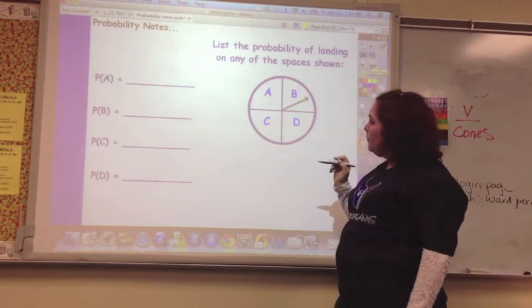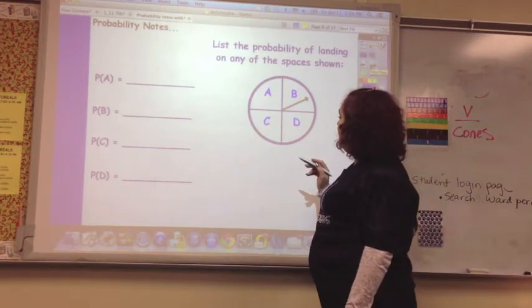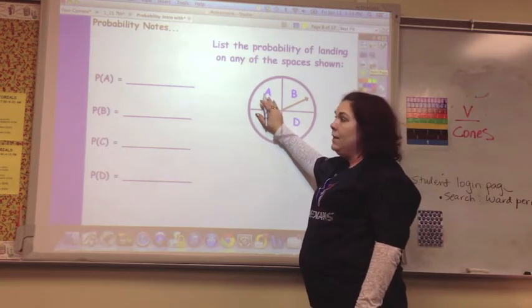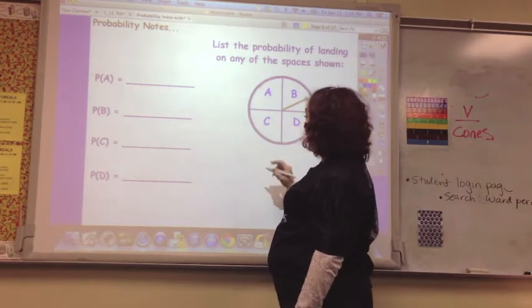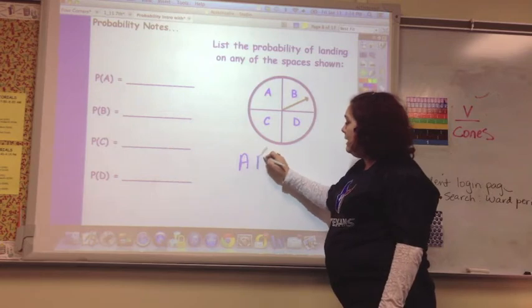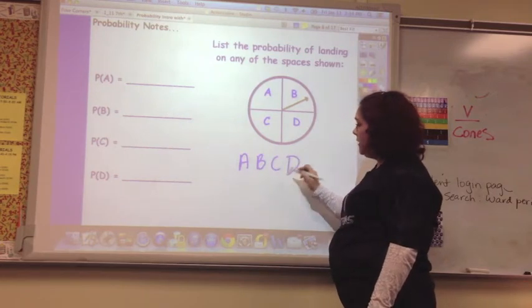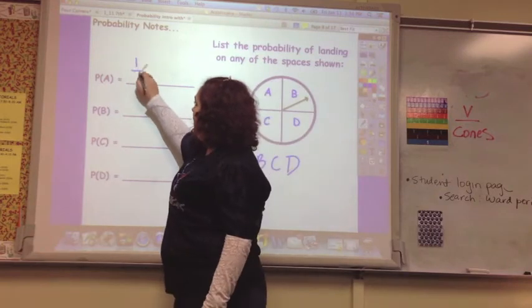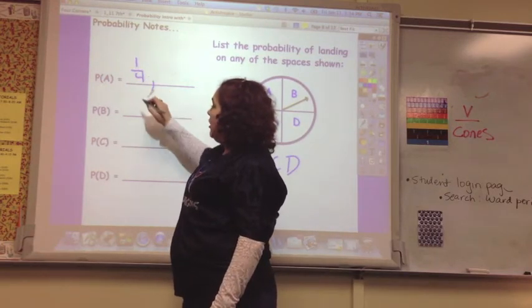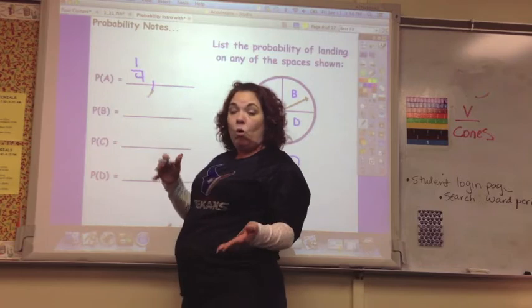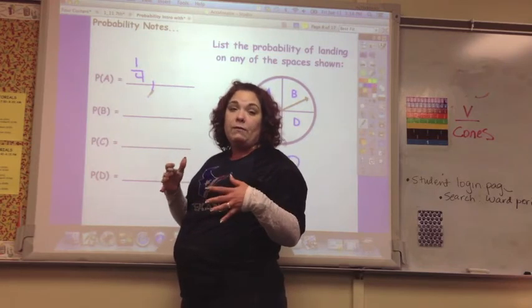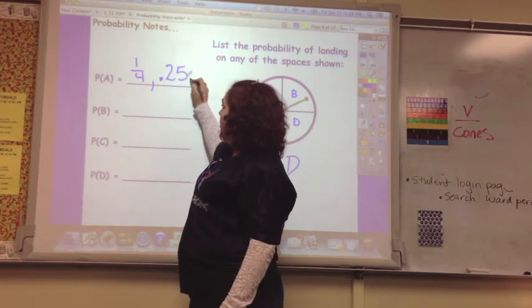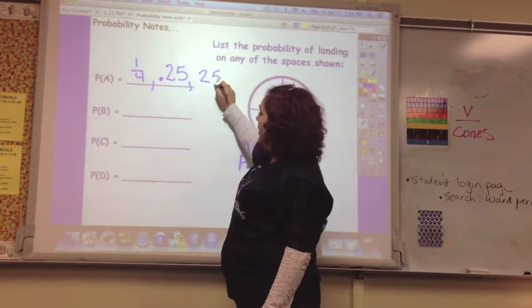Okay, so list the probability of landing on any of the spaces shown. So for the probability of A, the outcomes are you can get an A, B, C, or D. And the probability of A is 1 out of 4, which as a decimal is like 1/4 of a dollar or 1/4. So 0.25, which as a percent is 25%.